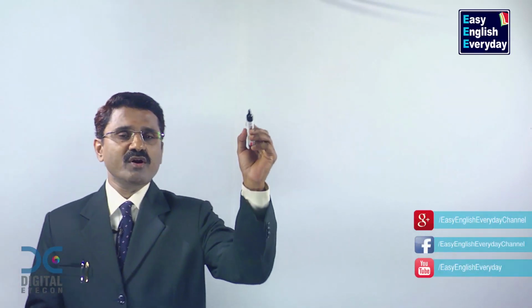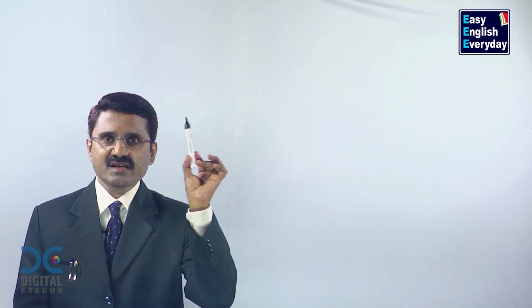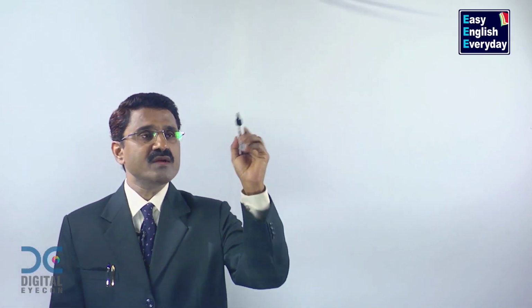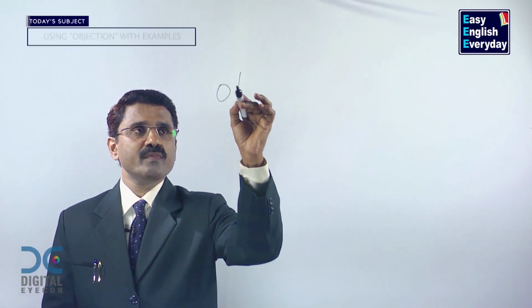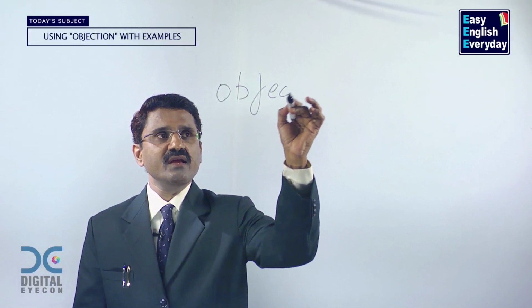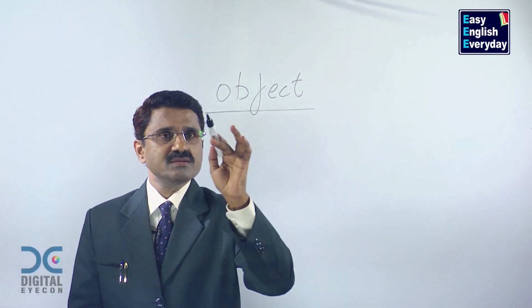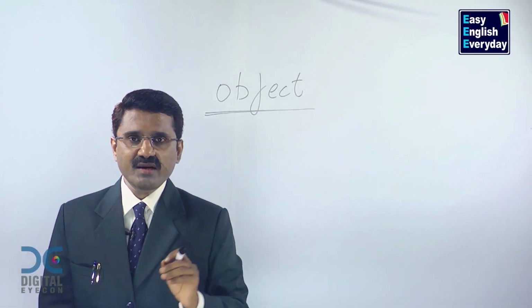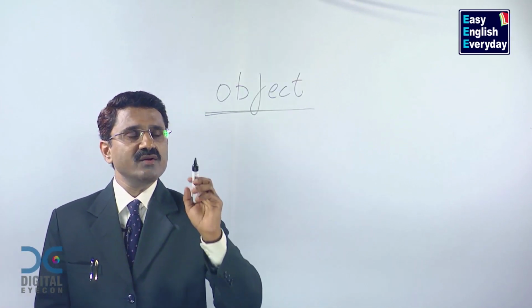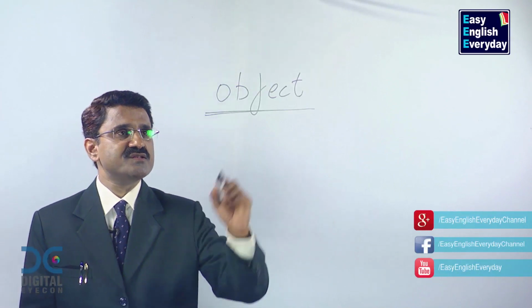Now, how to make a sentence with the word object? The word has to be pronounced as object, not object. Object has some other meaning. That is the noun form. This is an object, an item, a non-living thing. But we are using the verb form object. O-B-J-E-C-T, object. The meaning of this word is you do not want somebody to do something. You are not happy with that. You are expressing some objections.